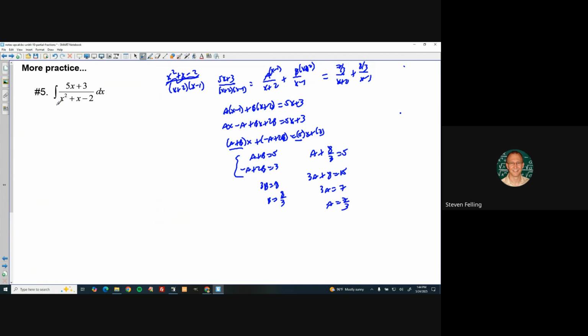Which means in the original problem, you can have a separate integral for each of those. So I'm going to just go straight to this. This is equal to 7/3 times the integral of 1 over x plus 2 plus 8/3 times the integral of 1 over x minus 1. And then that would just be 7/3 natural log of x plus 2 plus 8/3 natural log of x minus 1 plus a C.